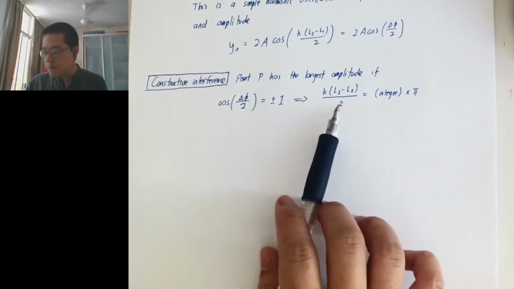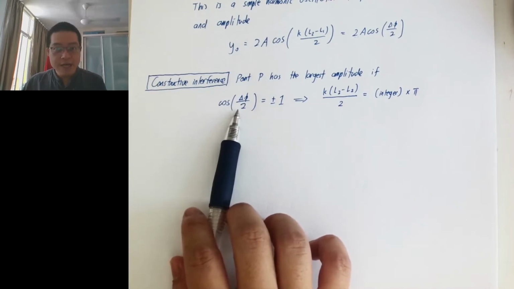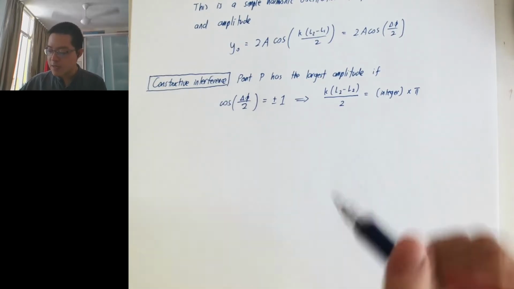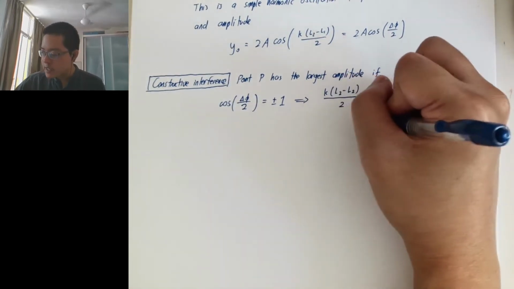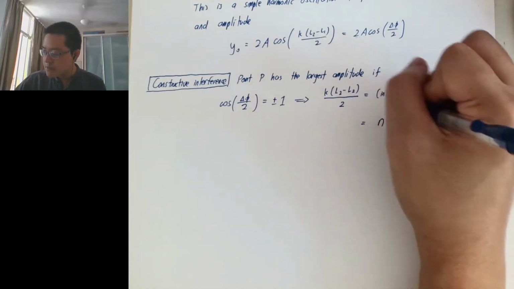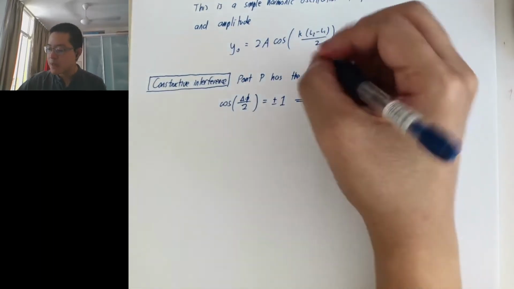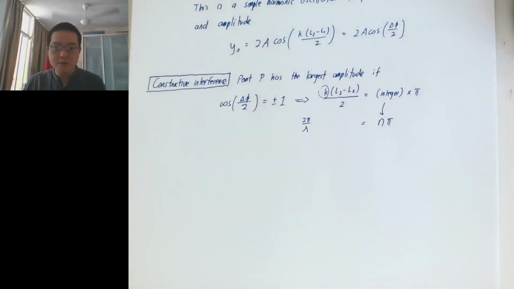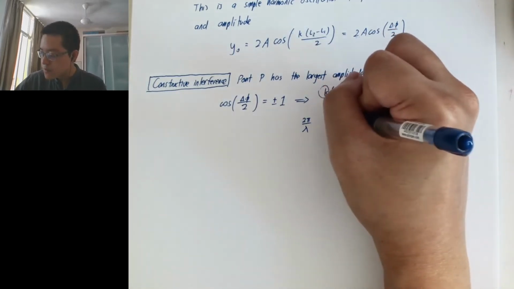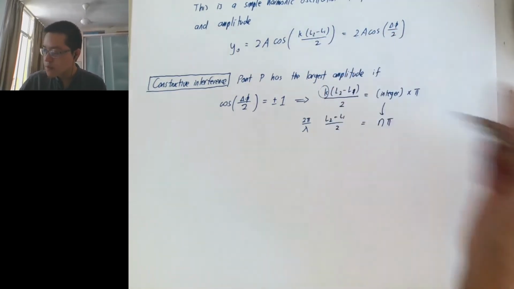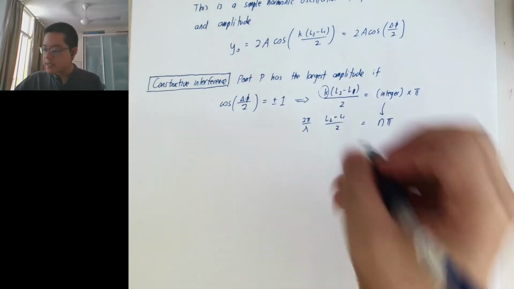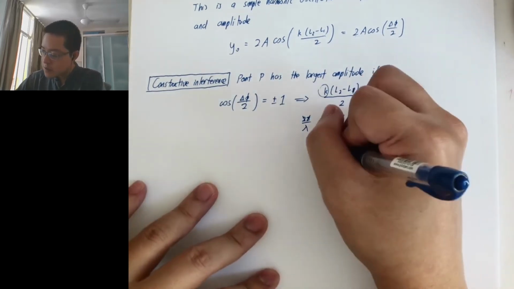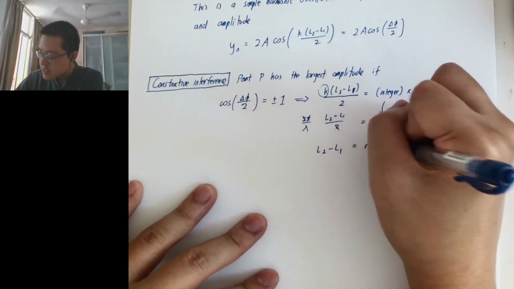But for now, we have the largest amplitude when the cosine argument is equal to this. So this is my phase. Let us write the integer as n pi. And k is 2 pi over lambda. Remember, k is 2 pi over lambda. And then I have (L2 - L1) over 2. We realize that the 2 will cancel here, and the pi will cancel here, and we conclude that L2 - L1 equals an integer times lambda.